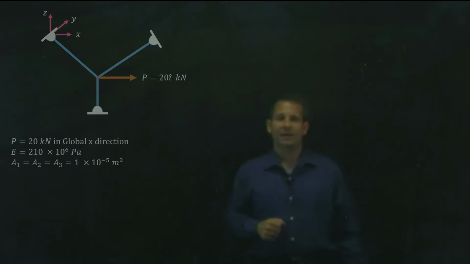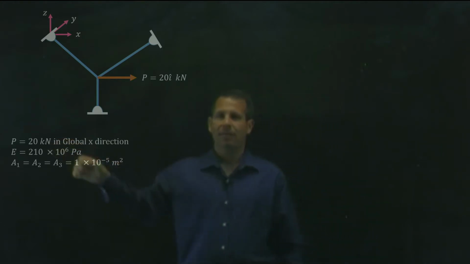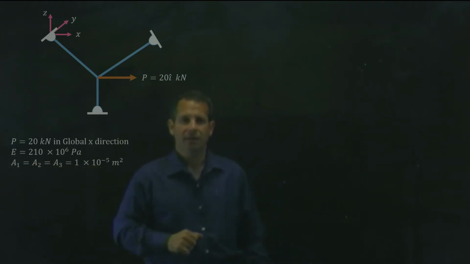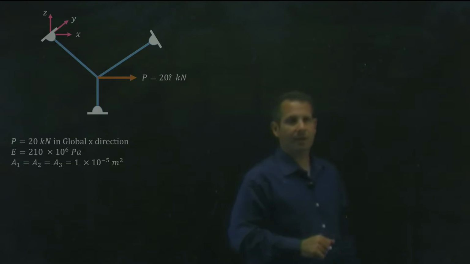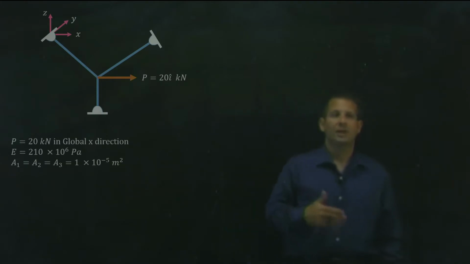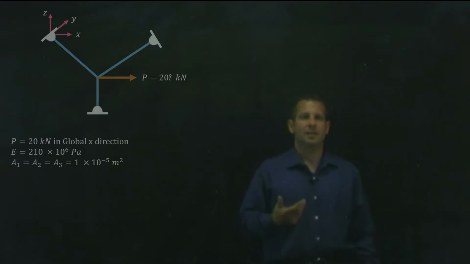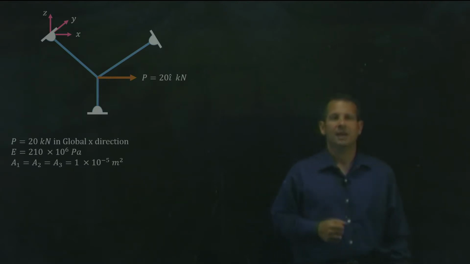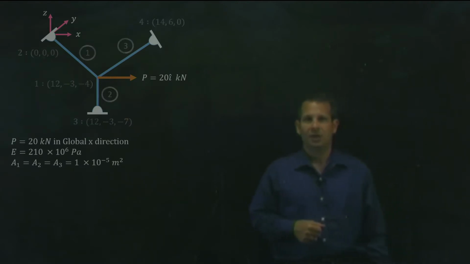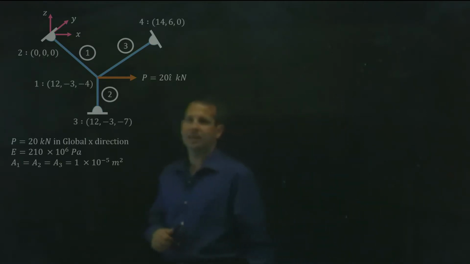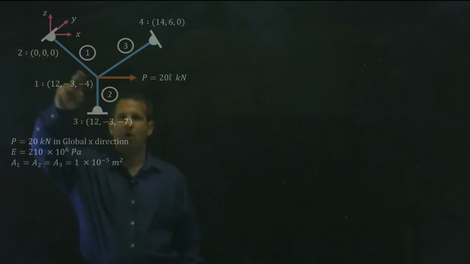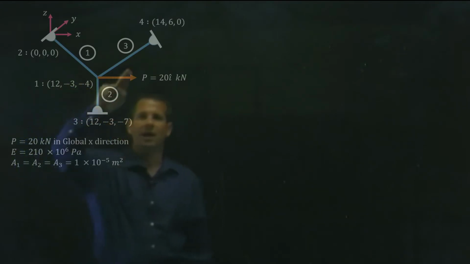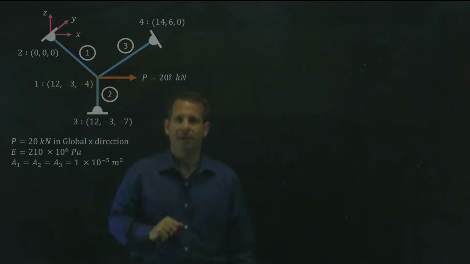We're given the modulus of elasticity of each bar element, and we're also given the cross-sectional area of each bar. Now, the problem goes a little bit further and actually gives us some information that's usually left to step 1 of our problem solving. It gives us some of the discretization. So we're told that this entire bar will be our element number 1, this entire bar will be our element number 2, and this entire bar will be our element number 3.